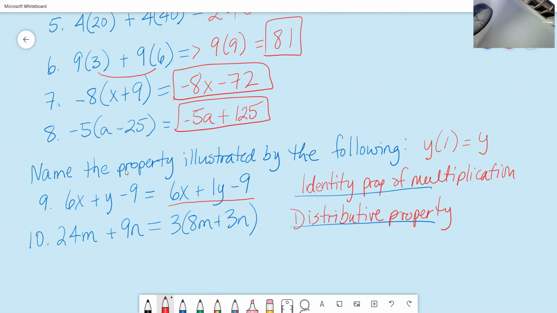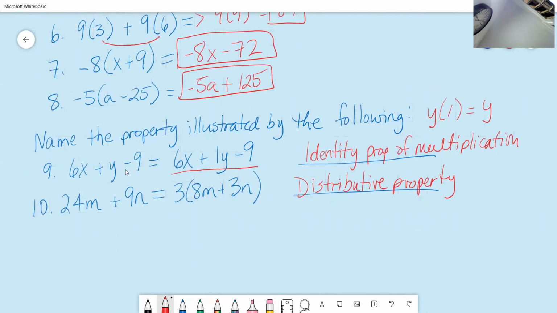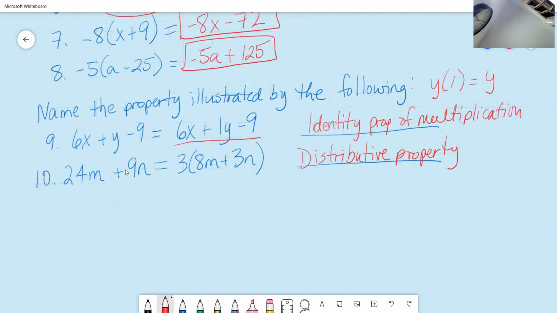I know at this point that seems unnecessary. Trust me, as we move more into the algebra portion of pre-algebra, this is going to make a whole lot more sense, but you need to be able to understand how that works now.